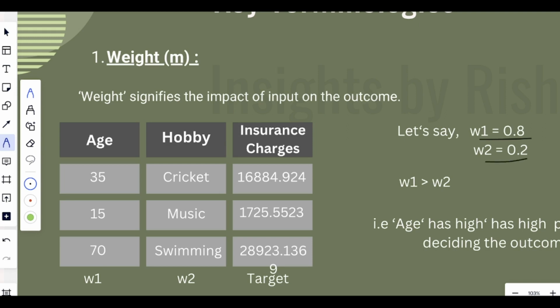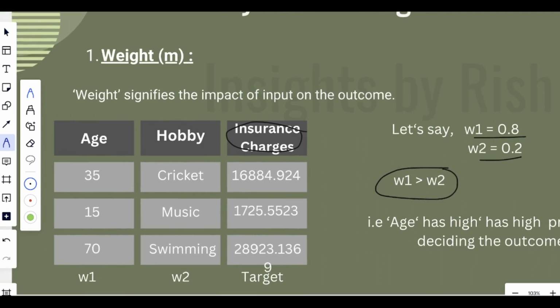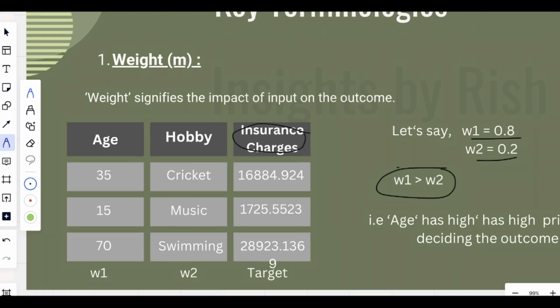Now here we can clearly see that W1, the weight associated with the age column, is greater than the weight associated with the hobby column. So we can conclude from this observation that the age column has a higher impact on our target variable, that is our outcome, the insurance charge, rather than hobby. So the input feature that has higher weight has high impact on the target variable, while the input feature that has lower weight has less impact. So that was the significance of weight, which helps us understand the impact of an input on the outcome.